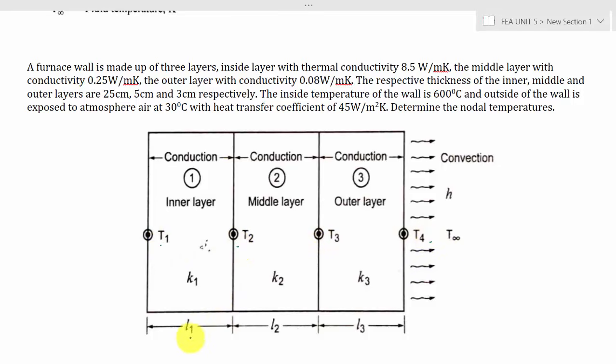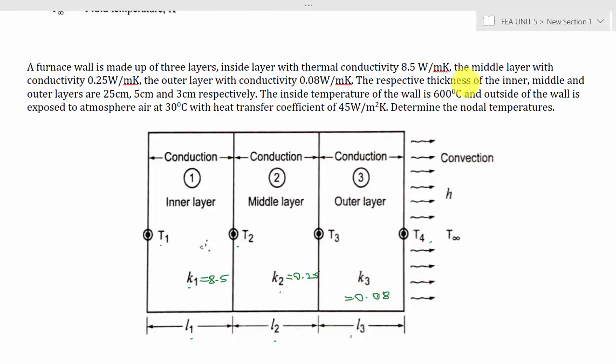The lengths of the elements are L1, L2, L3. Similarly K1, K2, K3. And in the problem, K1 is given as 8.5. The middle layer with conductivity 0.25, so K2 is 0.25. Then the outer layer with conductivity 0.08, K3 is 0.08.